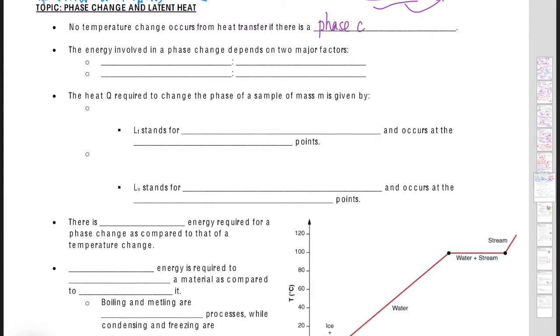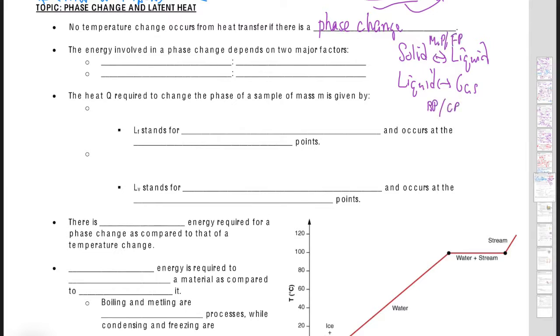And if you remember, what are phase changes? When I go from solid to liquid, and I go from liquid to gas, and vice versa. So this is my melting/freezing point. This is my boiling point/condensation point. When I add heat, versus when I remove heat.